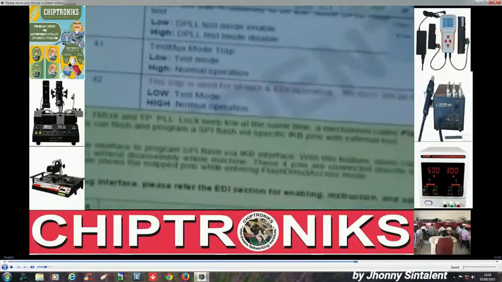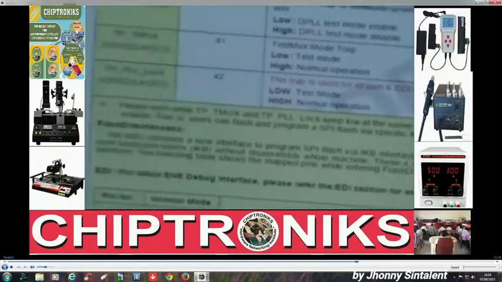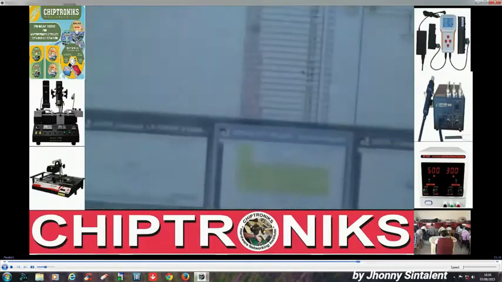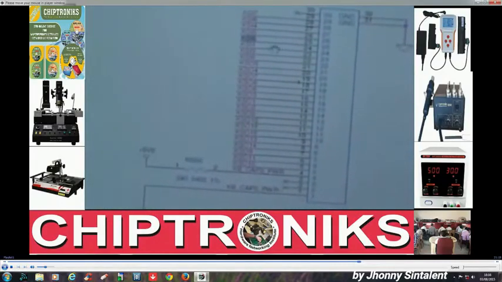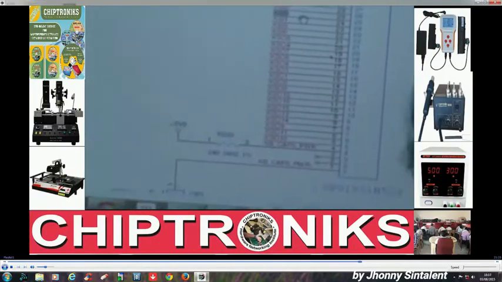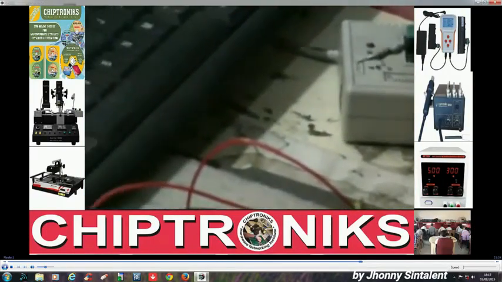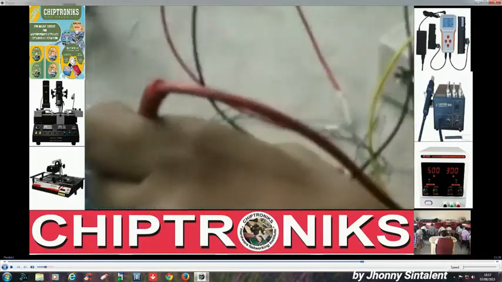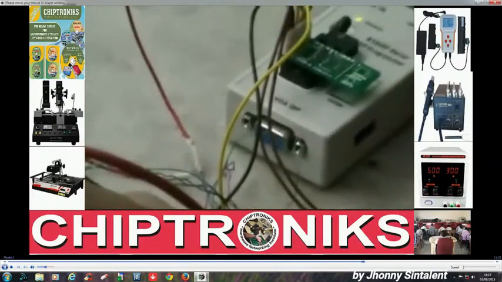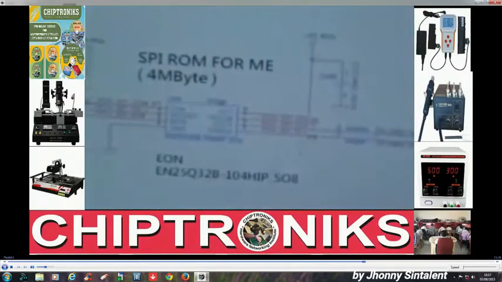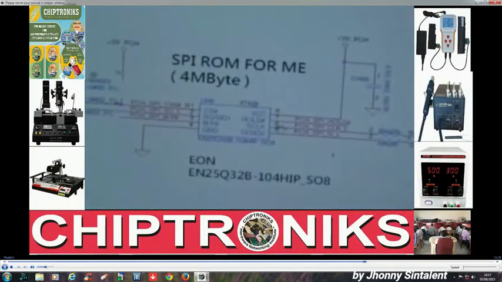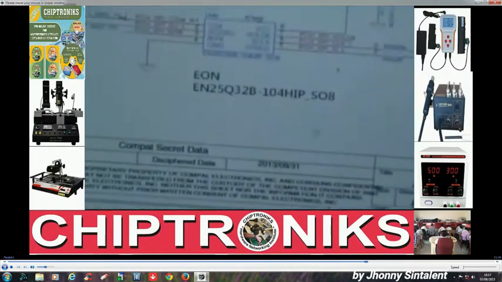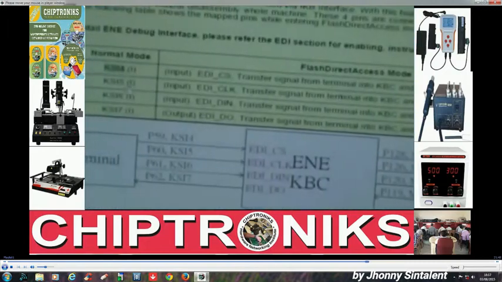KSI5 is connected to pin number 60 of the IO controller, whereas this KSI5 is connected to pin number 25 of this keyboard connector. So we have to connect this pin number 25 of the keyboard connector with pin number 6. Why 6? Because this one is EDI underscore clock, and we have already seen the clock is at pin number 6. Alright, so we'll connect pin number 6 with this one. So these two are now connected.